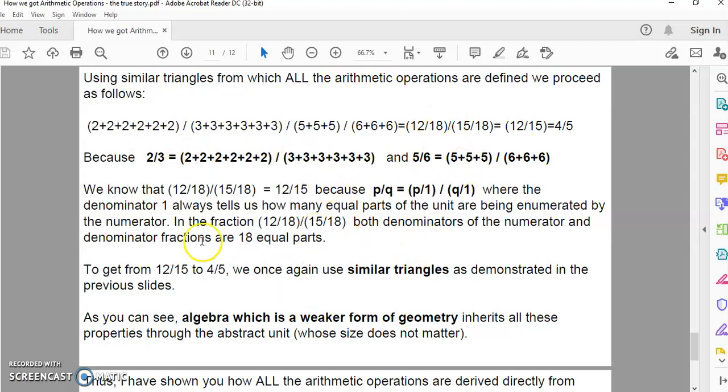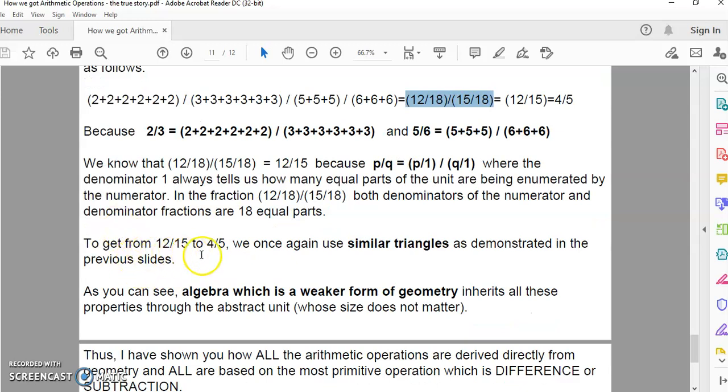And so finally, we know that this result here will be 12/15, because P over Q is equal to P over 1 in ratio to Q over 1, okay? Because the denominator 1 tells us how many equal parts. In this case, there's only one part. How many equal parts are being used in the denominators of these fractions, 12/18 and 15/18. So to get from 12/15 to 4/5, we once again use similar triangles as demonstrated in the previous slides.